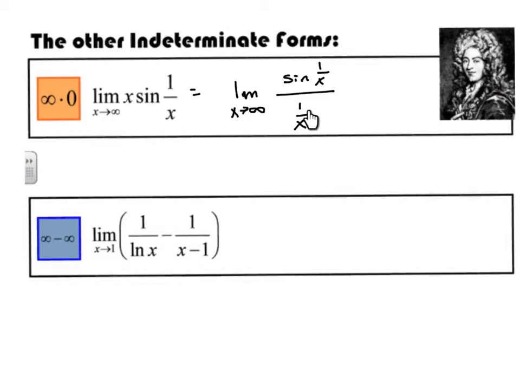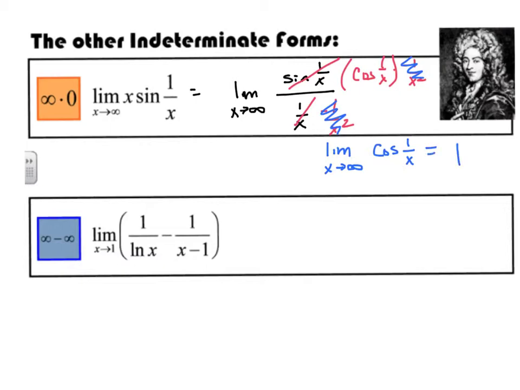So I do the derivative, negative 1 over x squared, and I do the derivative up here, which would be the cosine of 1 over x multiplied by negative 1 over x squared, right? Because of chain rule. So now you'll notice those negative 1 over x squareds will cancel, and all I've got left is the cosine of 1 over x. And if I plug in infinity to that, if I do the limit as x approaches infinity of the cosine of 1 over x, well, the cosine of 0 is 1.